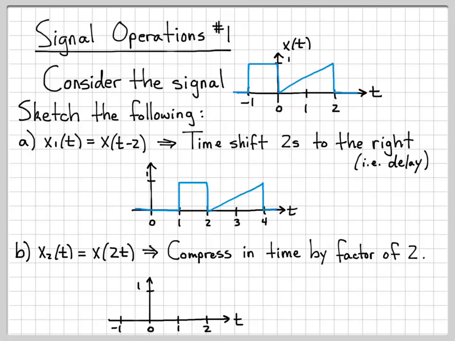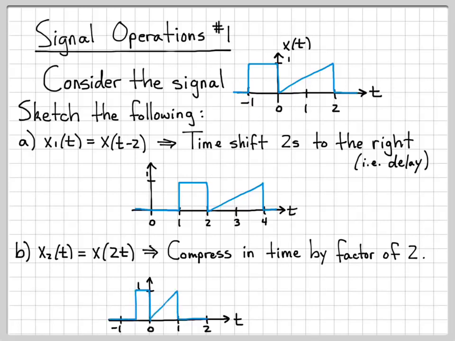So again, what I like to do is go back to the original picture and look at each value. What used to happen at time 2 will now happen at 2 divided by 2 because my compression factor is 2. So that's going to happen at 1. What used to happen at 0 still happens at 0 because 0 divided by 2 is 0. What used to happen at minus 1 now happens at minus 1 divided by 2, which is negative 1/2. So this edge will now occur at minus 1/2.